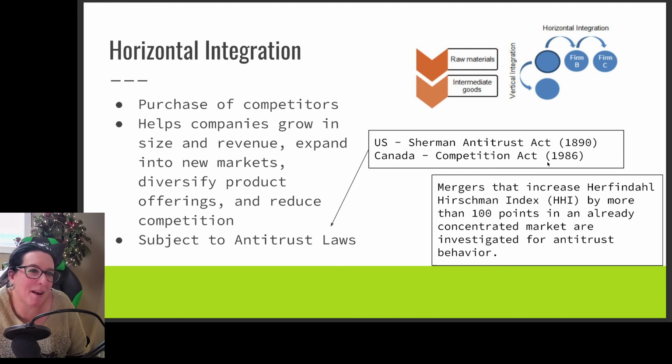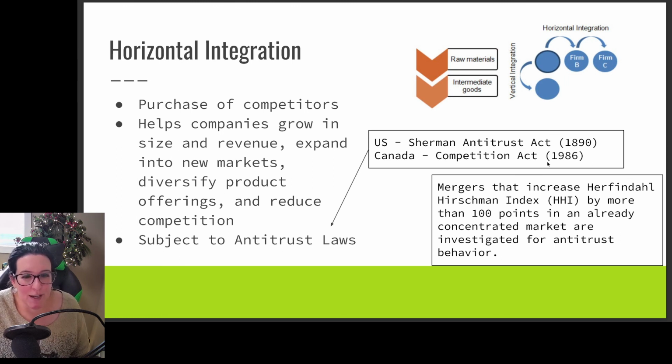And of course, the benefit is it reduces the competition. So that means that you have fewer competitors for your organization. And then we know less competition keeps the price from falling. Now, of course, horizontal integration tends to be subject to antitrust laws. In the US, they have the Sherman Antitrust Act. In Canada, we have the Competition Act.